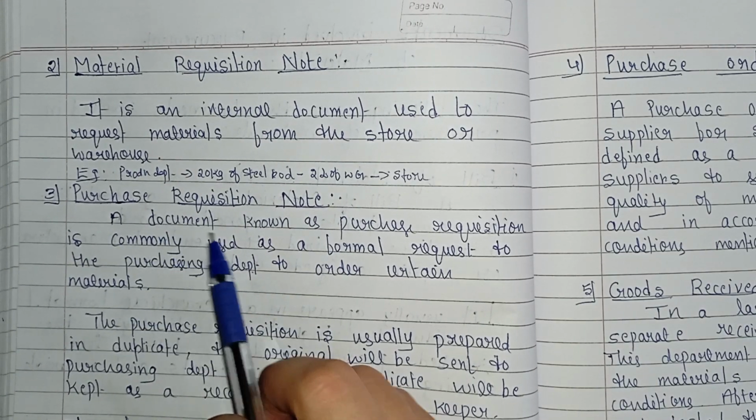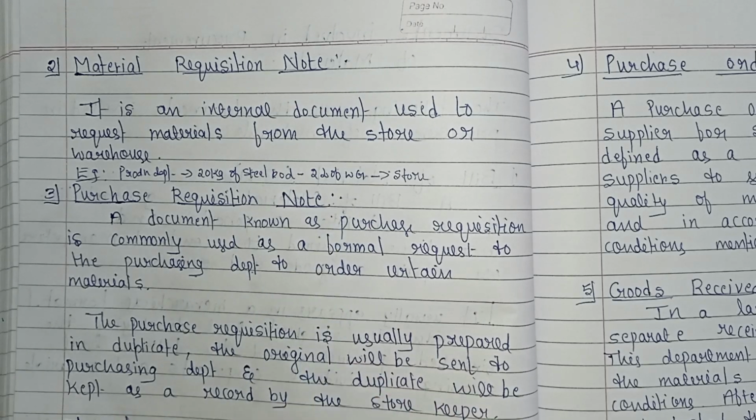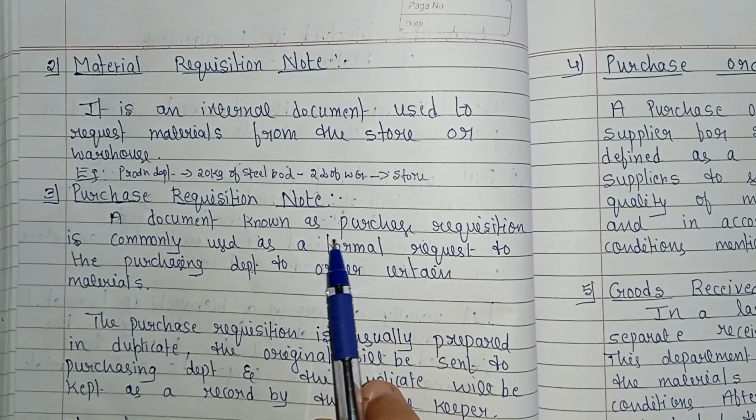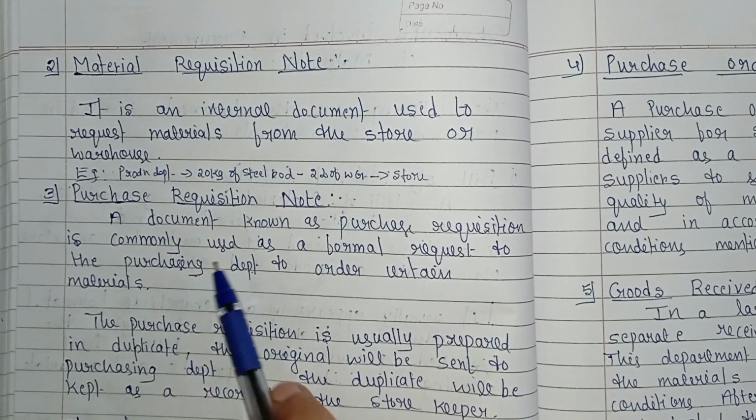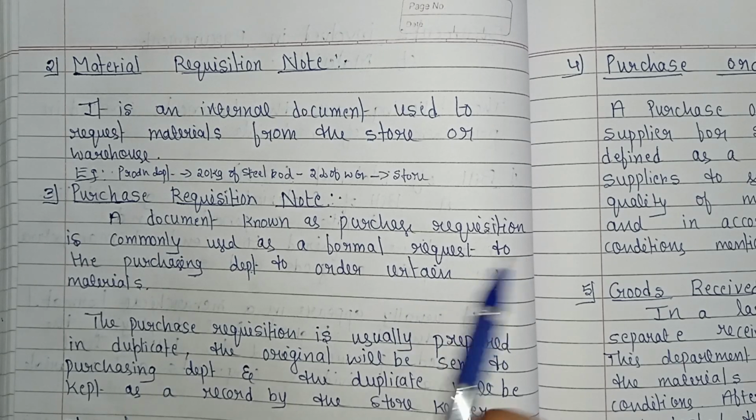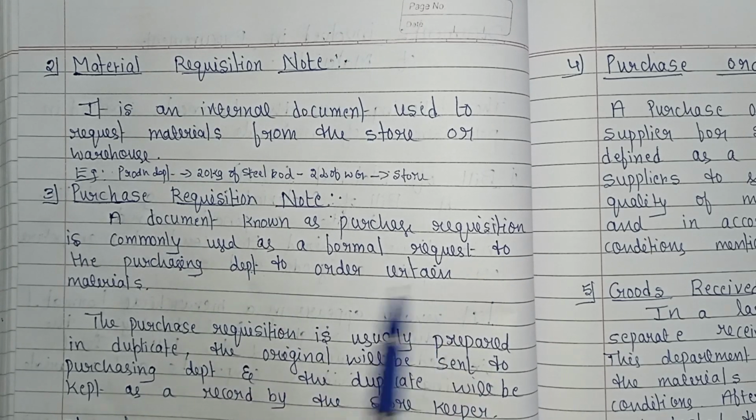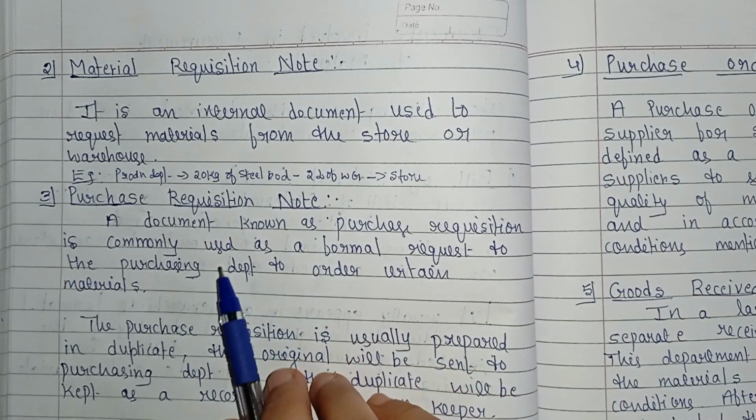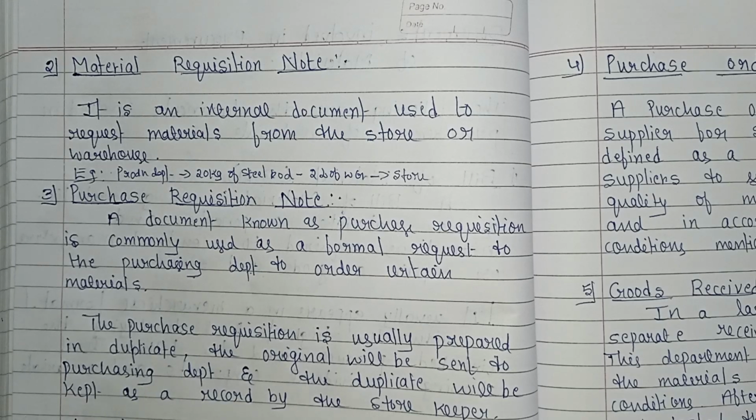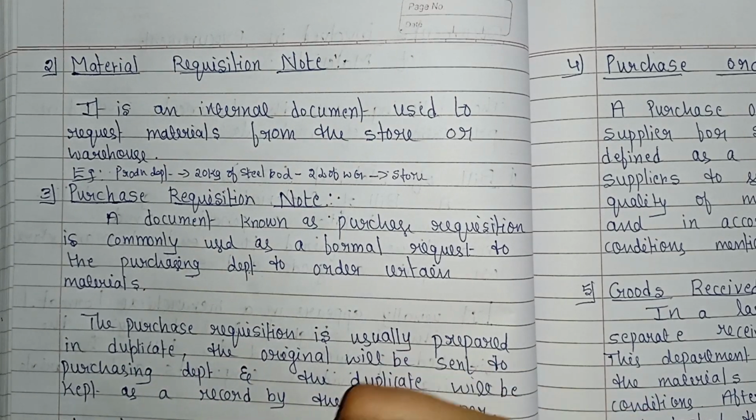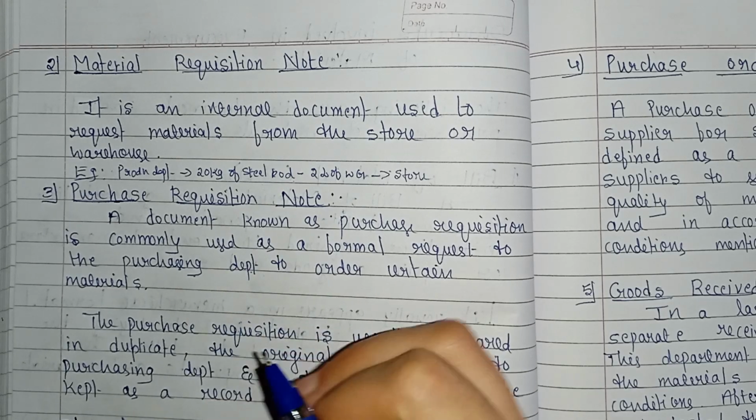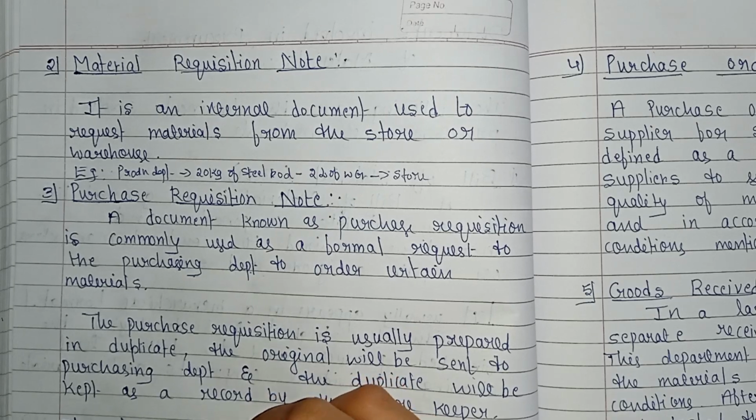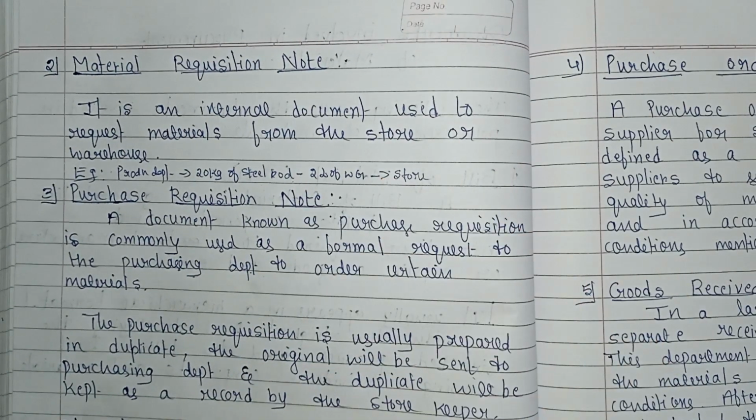Third one is the purchase requisition note. It is a document known as purchase requisition, commonly used as a formal request to the purchasing department to order certain materials. Clear? It is a document used as a formal request, to the purchasing department, to order certain materials. If we want to order certain materials, we have to send the purchase requisition note to the purchasing department.